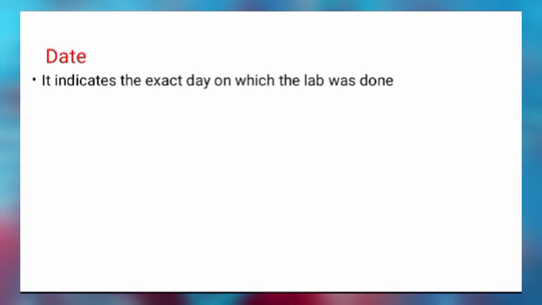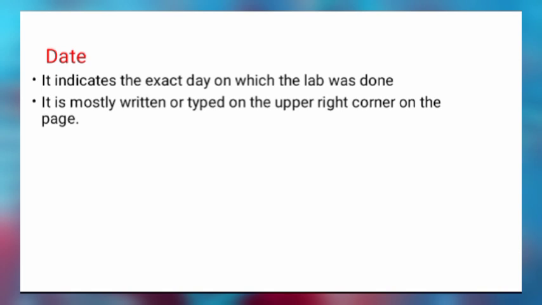So if, let's say, the lab was done on Wednesday and you are writing your lab report on Saturday, you don't have to quote the date of the Saturday, but you have to quote the Wednesday's date in your report. So the date is mostly written or typed on the upper right corner of the page. So after the date, you move on to your title.